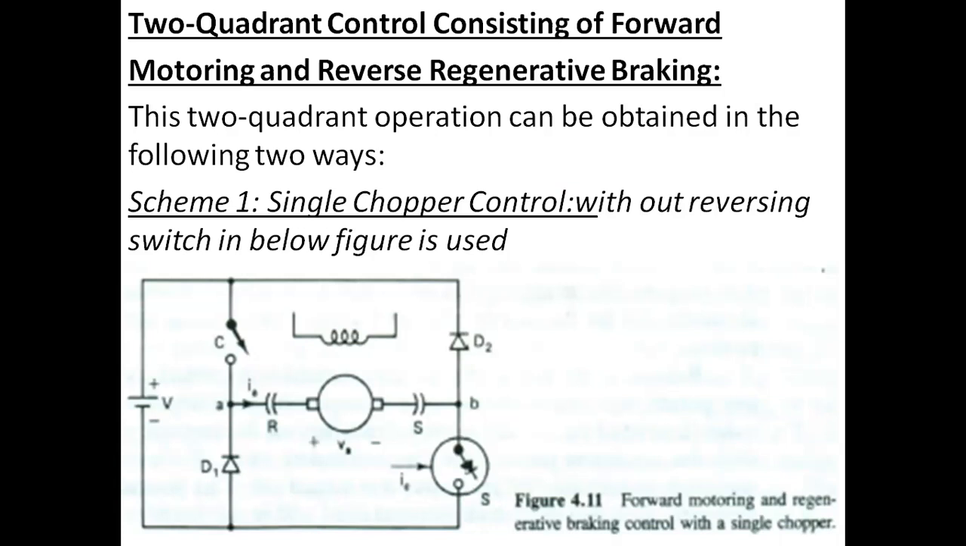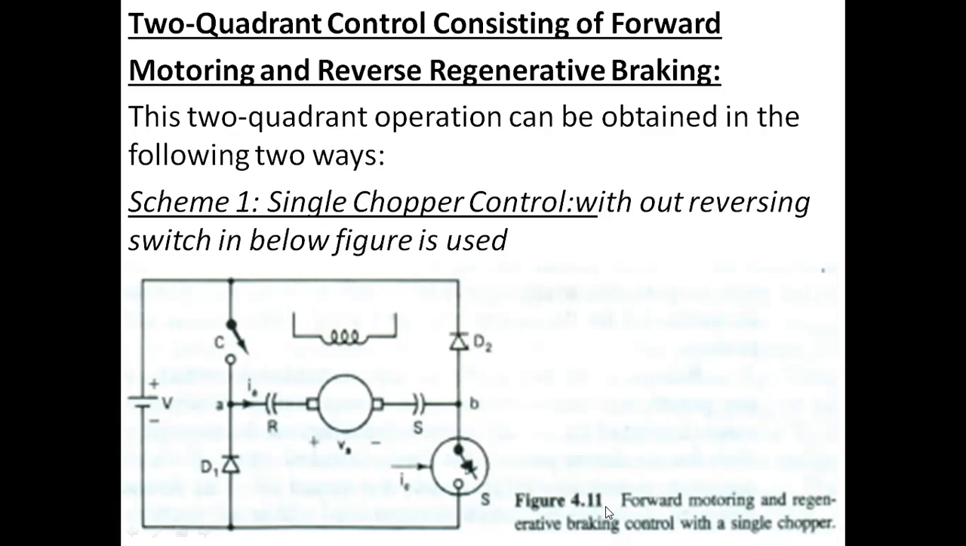But this is rarely used. But these choppers have various applications. Though it is rarely used, it is used in various applications. What are the applications? Current source inverters, which I have discussed before. It can be obtained in two ways, scheme 1 and scheme 2. First we will discuss scheme 1. In scheme 1, single chopper control is there, and in scheme 2, a class D two-quadrant chopper will be there. Let us see the single chopper control here.